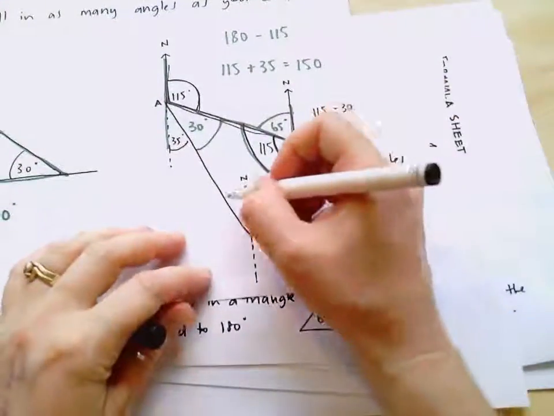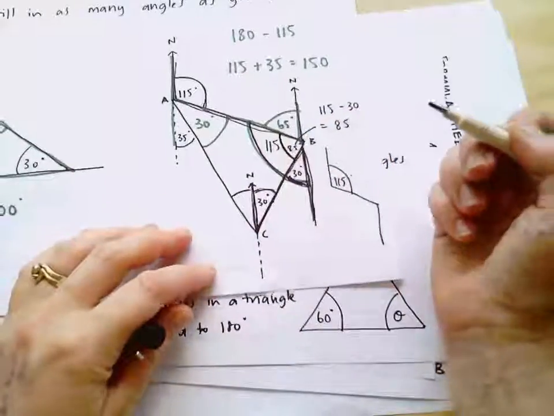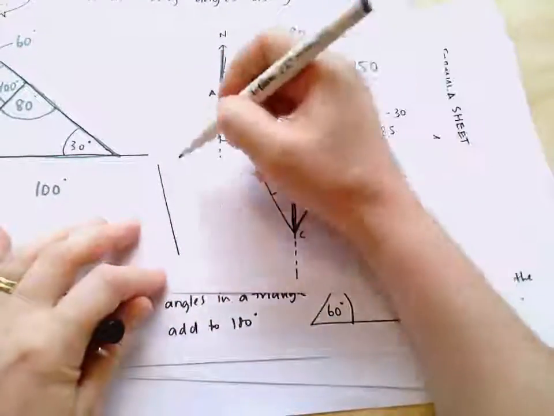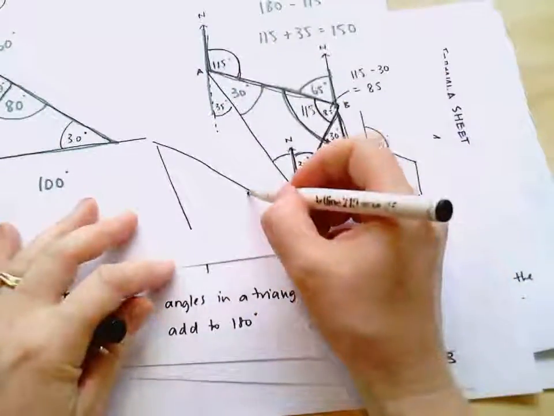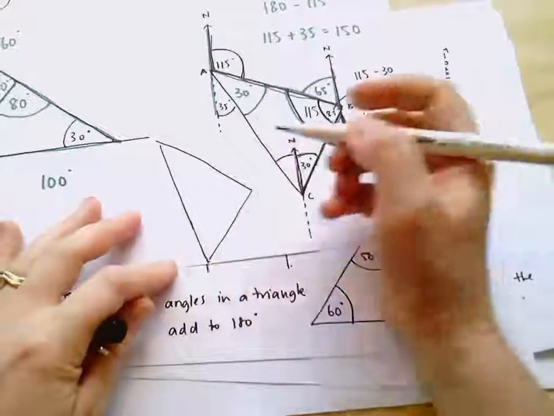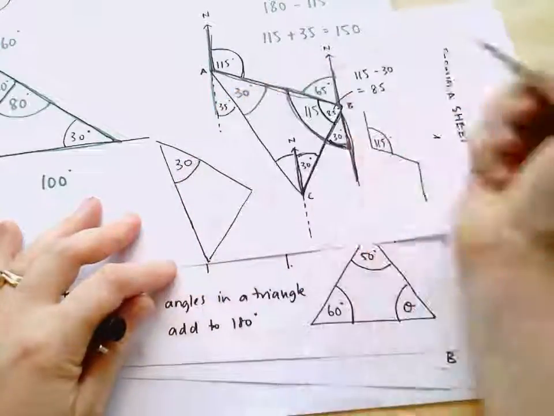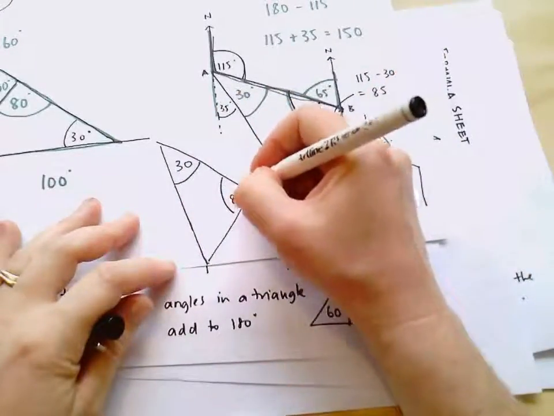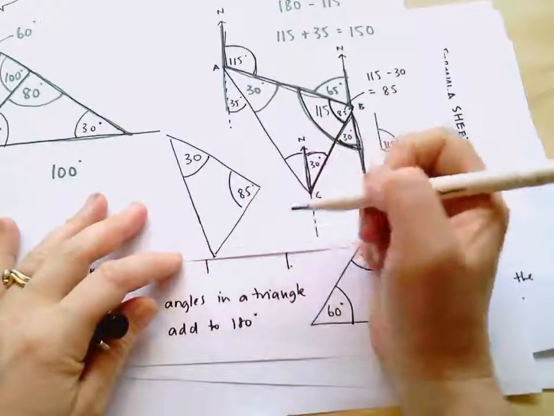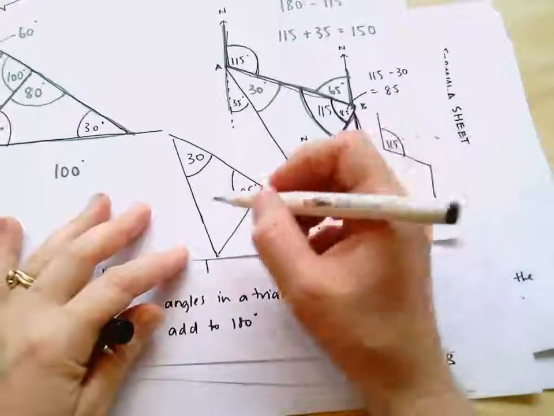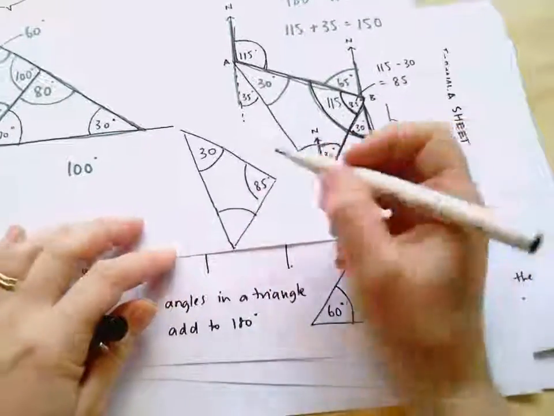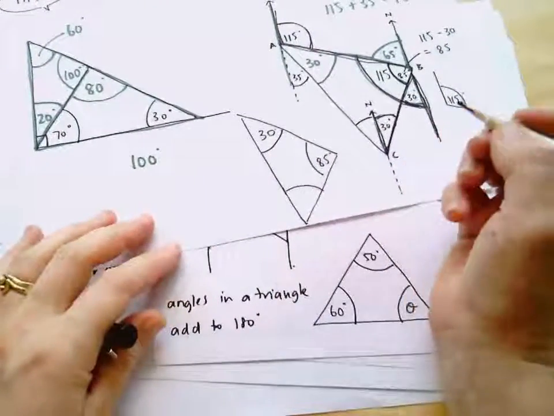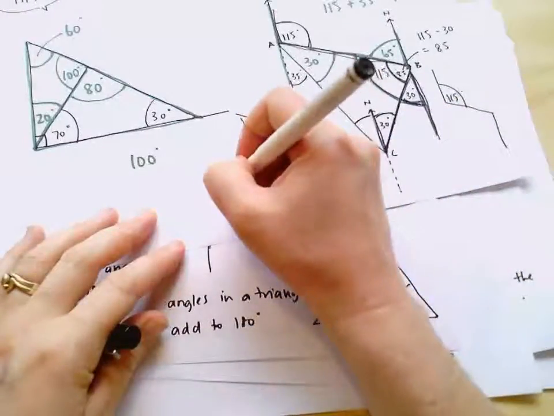So last but not least, I'm going to try and work out what this angle here is. My diagram's getting a little bit messy, so I'm just going to redraw that triangle. So it kind of looks like this is my triangle. I know that this here is 30. I know that this one here I've just worked out is 85. Now I'm going to use the fact that the angles in a triangle add up to 180 to work this out. So, what is 85 plus 30? So 85 plus 30 gives me 115.